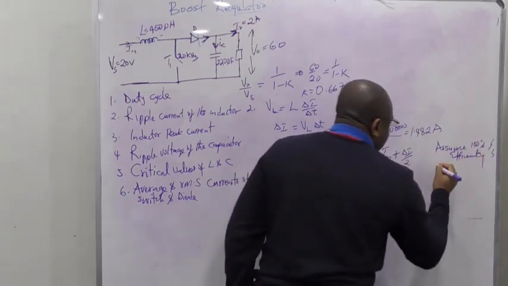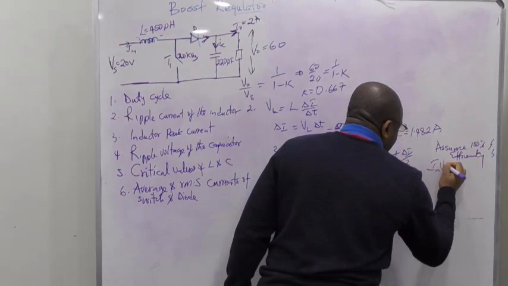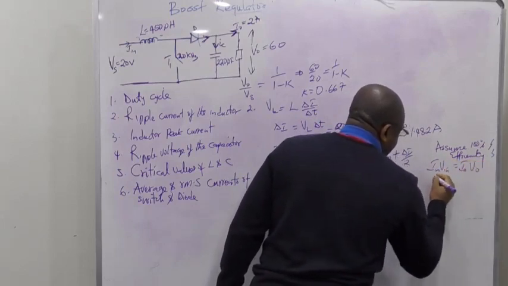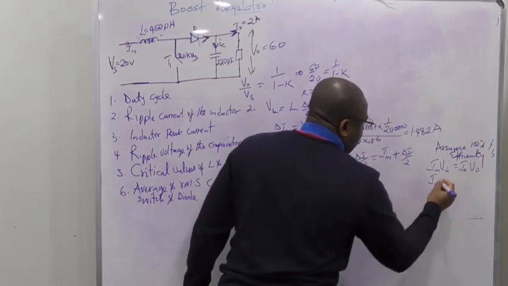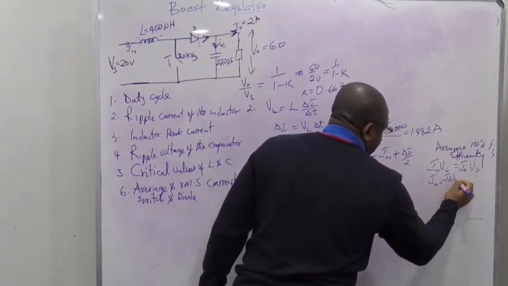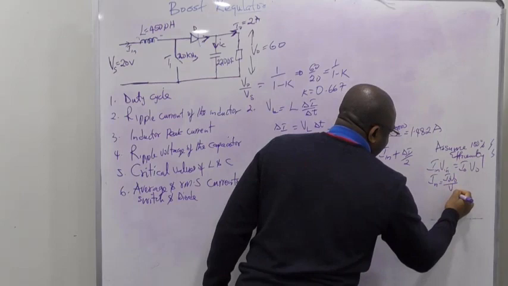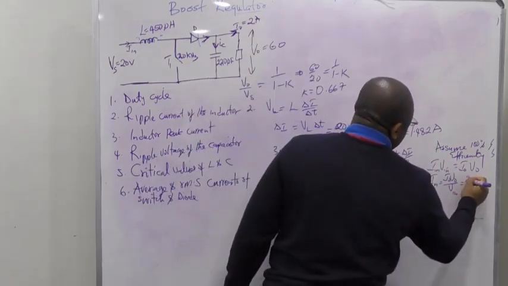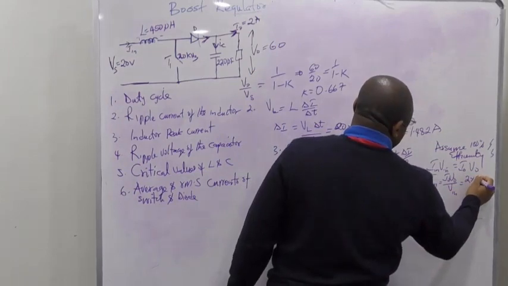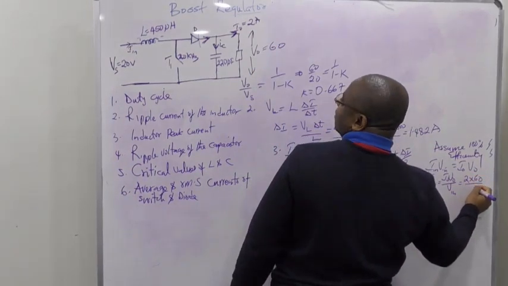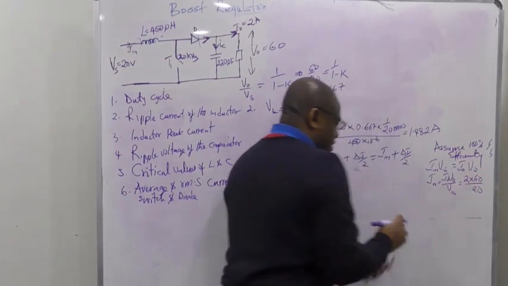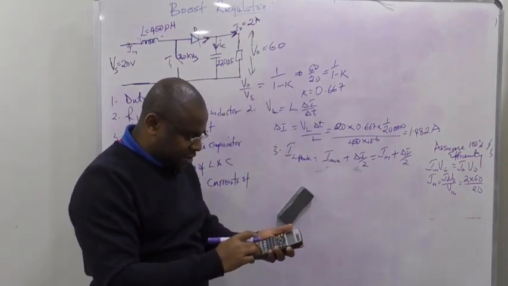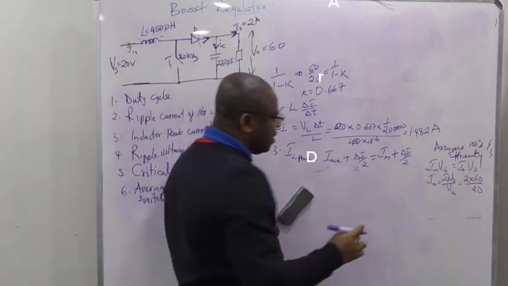Efficiency. So that means I in V in equals IO VO. So that I in will be equal to IO VO divided by V in. Our IO there is 2 and VO there is 60, divided by V in, which is 20. So I have 2 times 60 divided by 20.